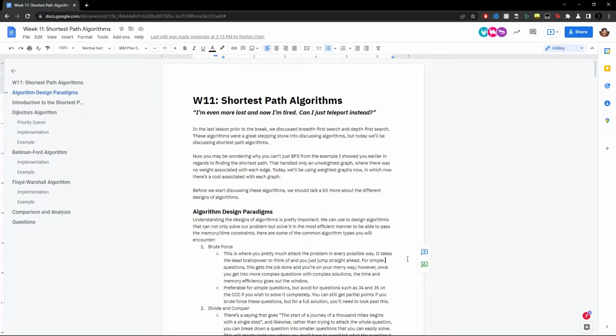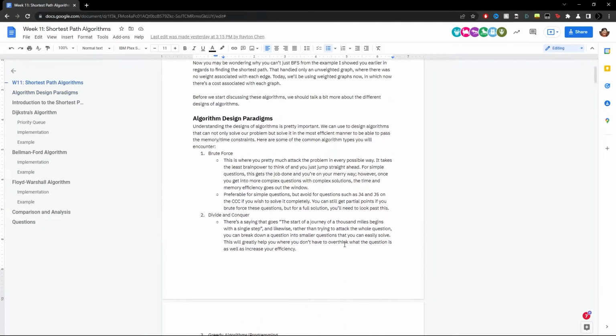It's much preferable just for simpler questions. But you should start avoiding brute forcing in Junior 4, Junior 5 on the CCC if you want to completely solve the question and get all the points. You can still get partial points if you brute force these questions, but for the full intended solution, you'll need to look past brute forcing.